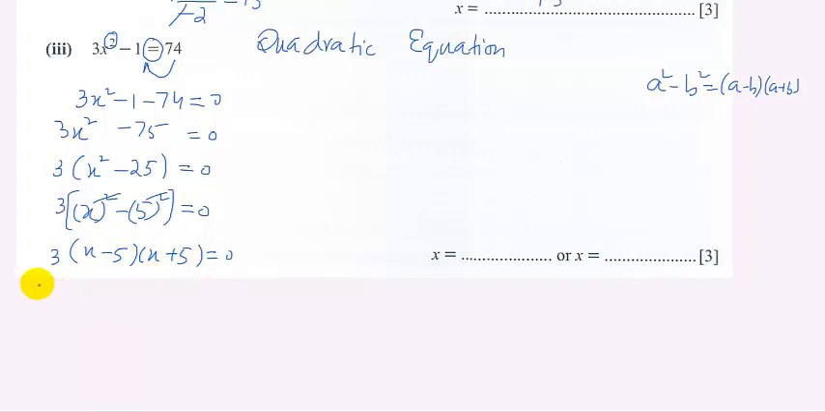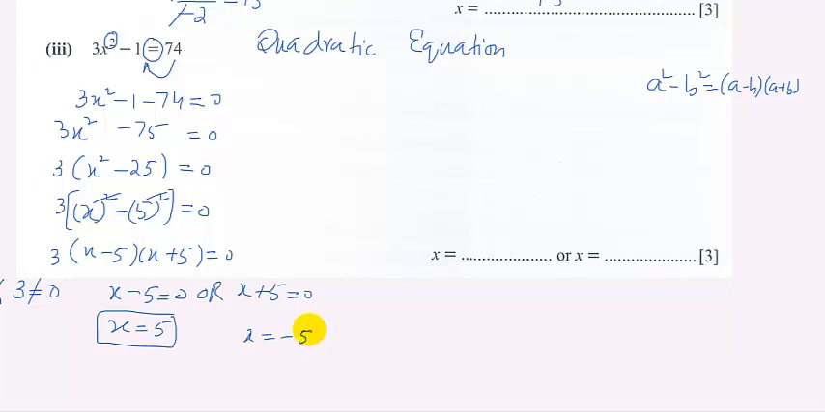So here 3 cannot be equal to 0. So we will ignore this. So then x minus 5 equal to 0 or x plus 5 equal to 0. From here the answer is x is equal to plus 5, and here we have x is equal to minus 5. We have two solutions. A quadratic equation always has two solutions. So plus 5 and minus 5.